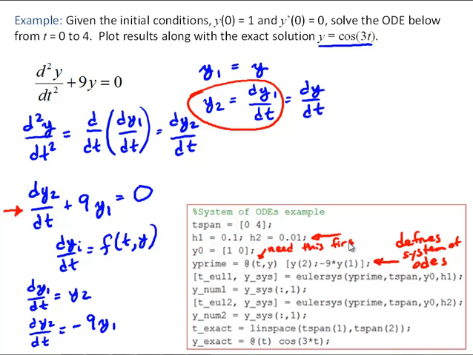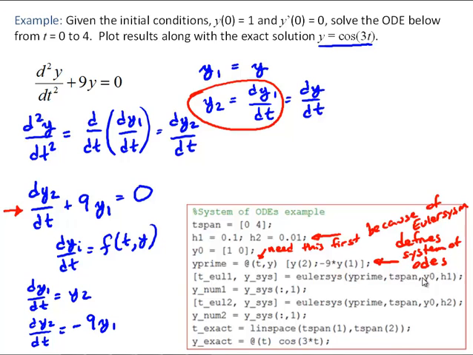We still need that first, and that's because of how it's called in our Eulersys.m file. So it's basically a placeholder so that y will be the second input to the function. Then we have our first element in our vector defining that equation, dy1 dt is equal to y2, and dy2 dt is equal to negative 9 times y1.